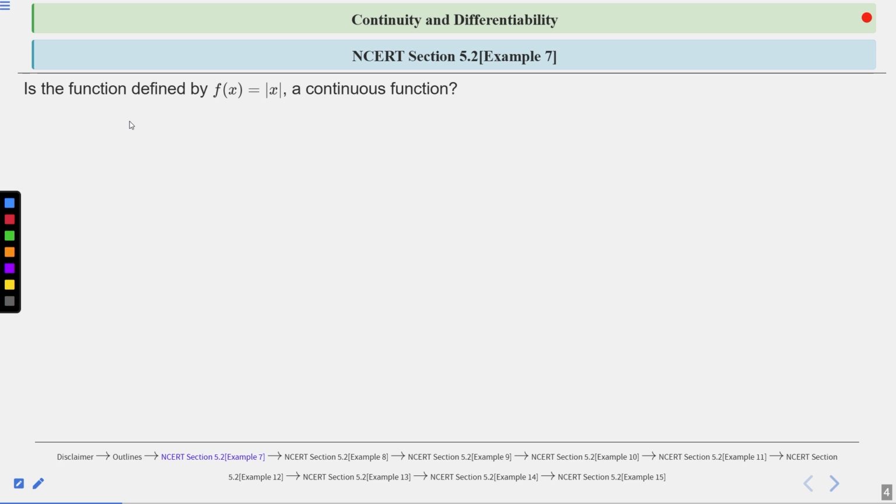Okay, so let us move to the solution part. We may write f(x) = -x if x < 0, and f(x) = x if x ≥ 0. f(x) will be -x if x is less than 0, and f(x) will be equal to x if x is greater than or equal to 0.